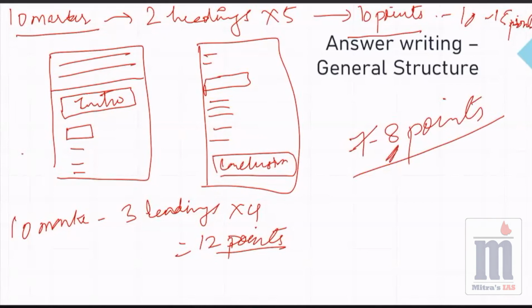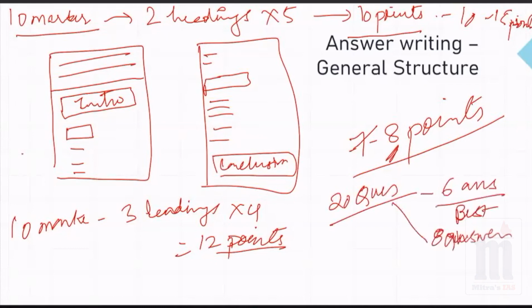Generally what happens, in your answer sheet, you have 20 questions, you will write at least 6 answers which are your best. Then a lot of questions, like 8 answers, would be average, and then 6 answers would be bad, and maybe 2 answers would be really worse. But it is okay, it happens with everyone.